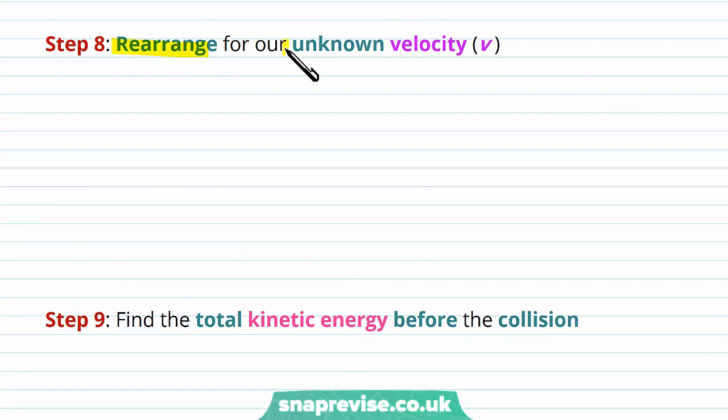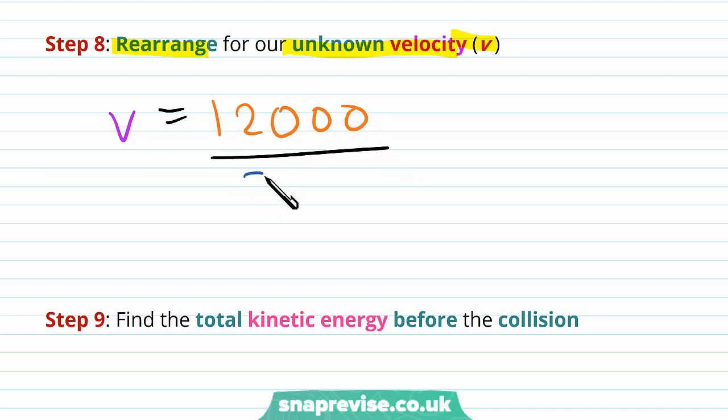Step 8 is to rearrange for our unknown velocity. To get the velocity v, we're going to divide the momentum by the mass. So we're going to divide 12,000 by 3,000. So we end up with the final velocity of 4 meters per second.